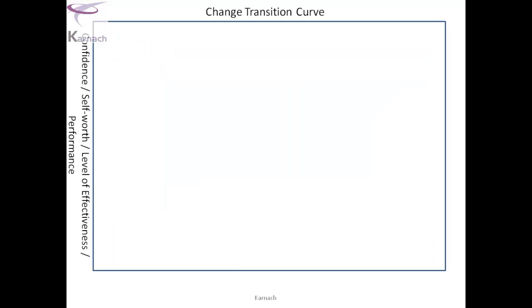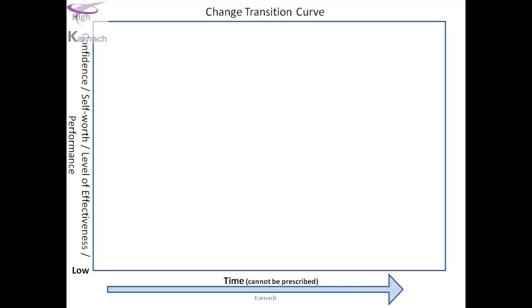On the left hand side, we have our level of confidence or our level of self-worth, the level of our effectiveness or the extent of our performance. So it depends on what change we're going through as to whether this would apply to our confidence or our performance, etc. And it's whether or not we have low performance or low confidence, or high confidence, a high feeling of self-worth. And along the bottom of this diagram, we have the length of time it would take us to go through this transition curve.